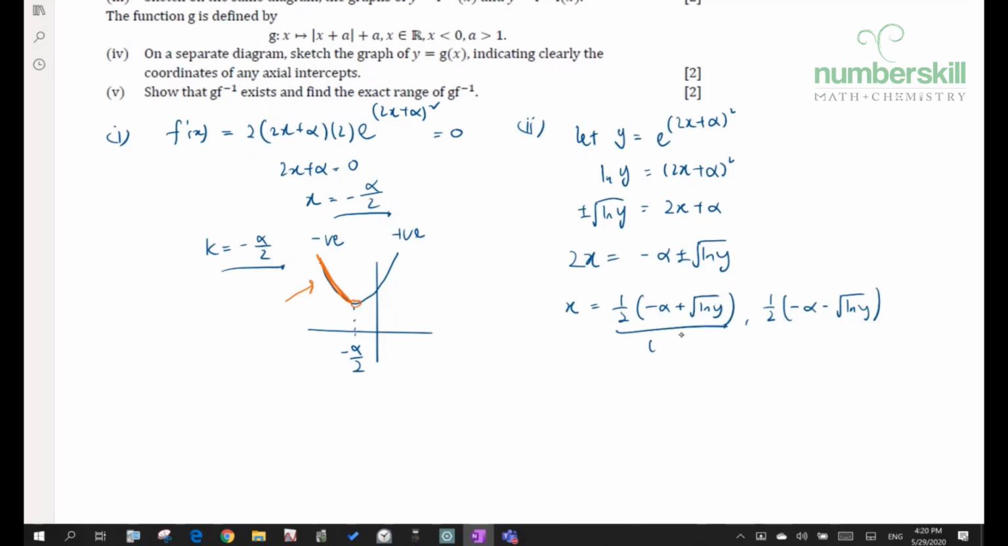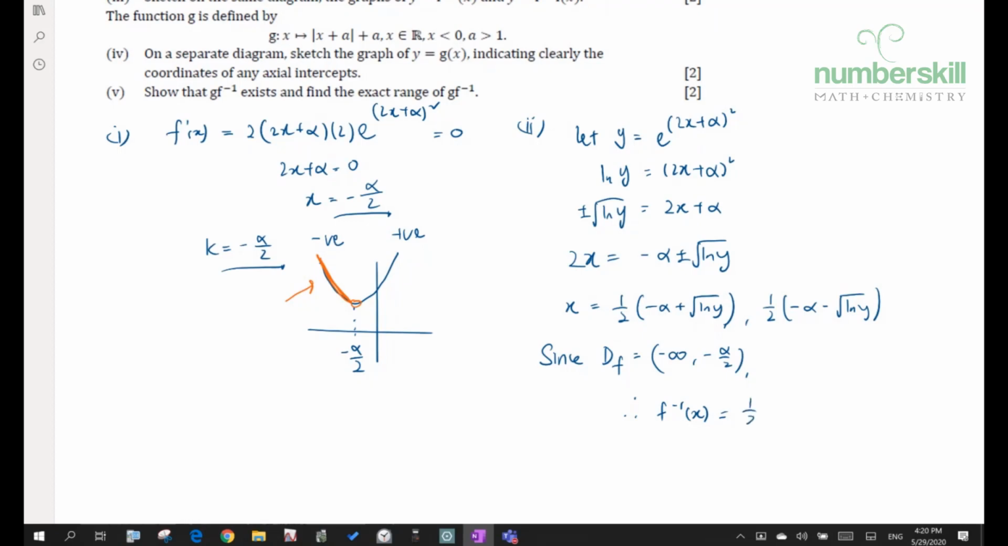Now, you don't just reject like that. I think it's good manners to at least tell people why you reject them, right? So you should write something like this. Since the domain of f is equal to minus infinity to minus alpha over 2, I mean, come on, this is the domain, all the way from the left to the minus alpha over 2. Therefore, f inverse x is equal to the negative version, the one with the negative root, not the one with the positive root.